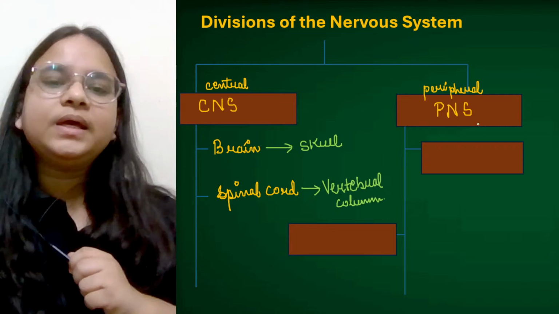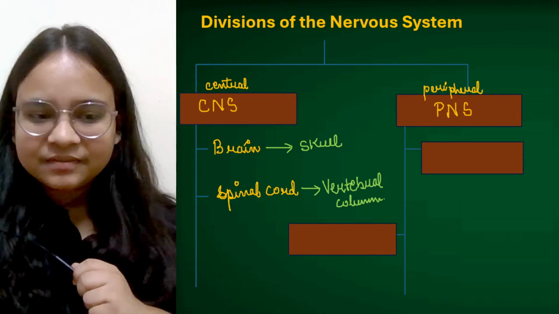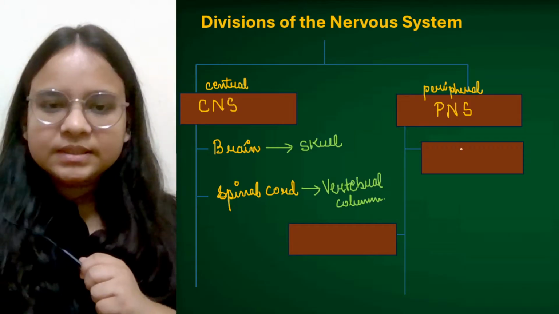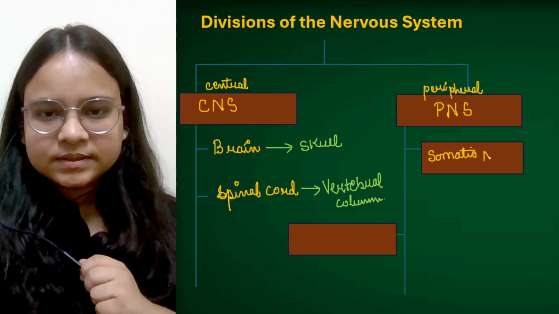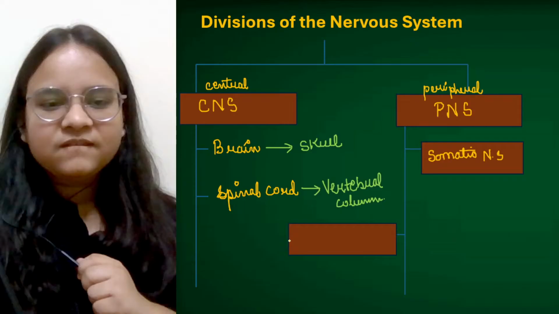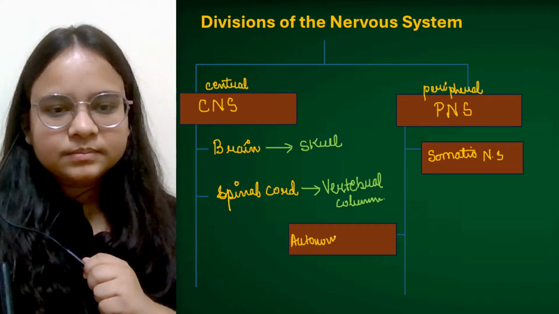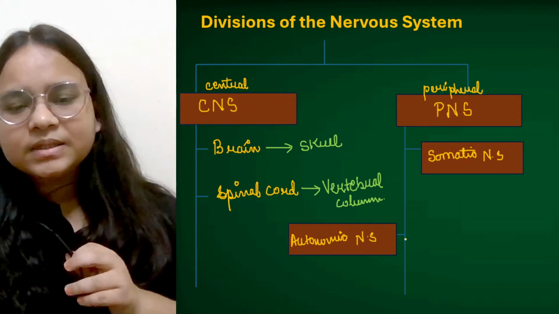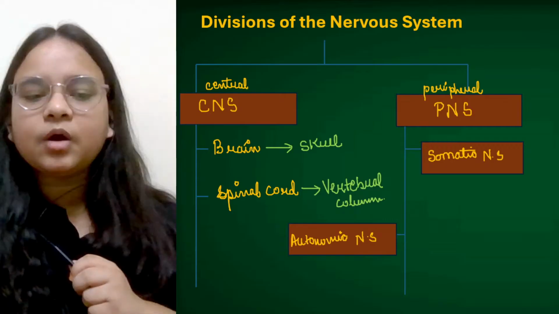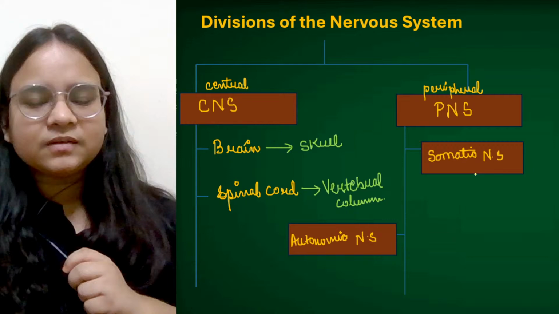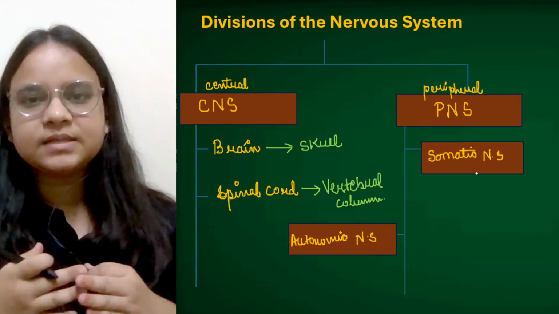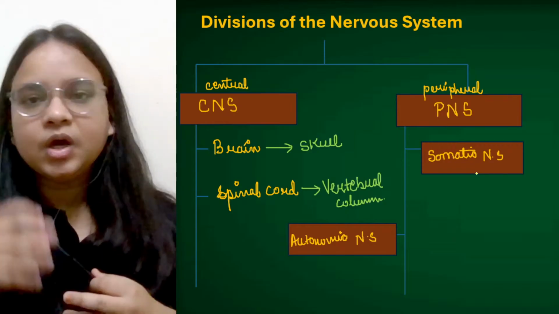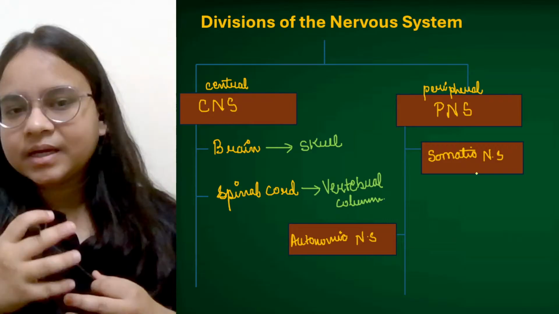Now, the peripheral nervous system is again divided into two parts. First, the somatic nervous system, and then we have the autonomic nervous system. Now we have to understand what is the difference between the somatic nervous system and the autonomic nervous system. The somatic nervous system coordinates all the voluntary actions in our body, all the glands or body parts associated with voluntary action. That is done by the somatic nervous system.